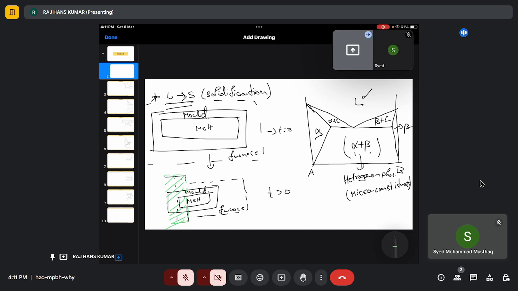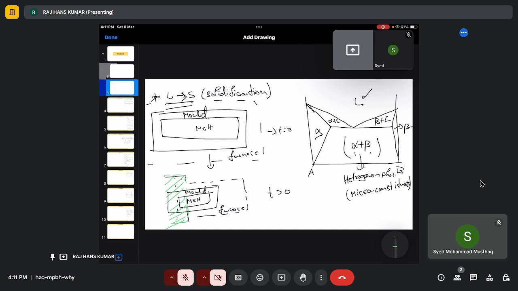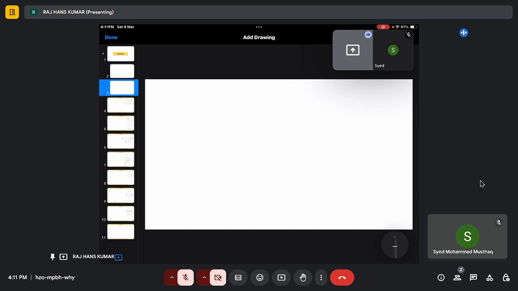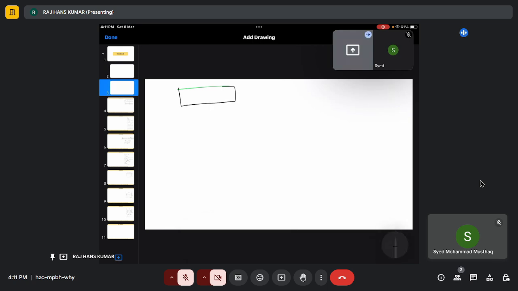Now, what are we talking about? How it happens, right? So now this part will turn out to be solid. So let's say one third of the part has turned into solid, and this is still our liquid melt, right?